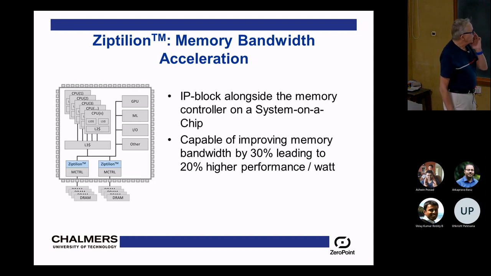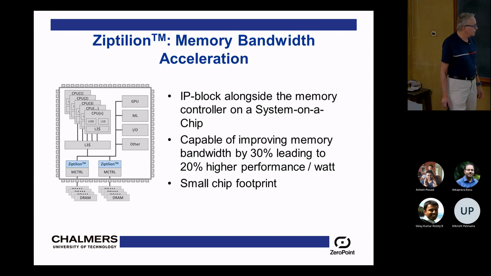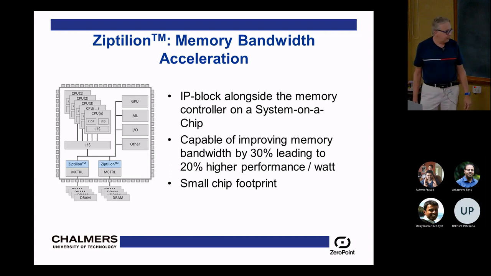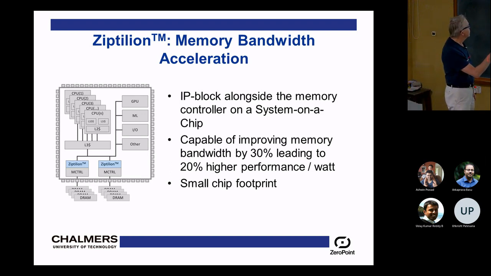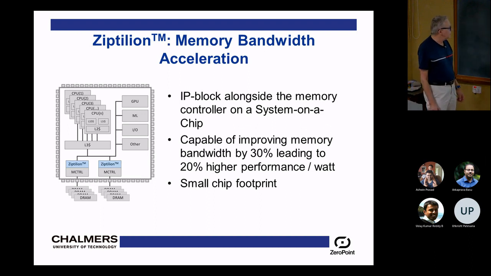Okay, so this is capable of improving memory bandwidth by 30%, leading to 20% higher performance per watt. Very importantly with this IP block, we would be able to do that with a small chip footprint. I mean, if we were saying that this takes the same size as a core, right? Then, you know, the door is there. We are not interested in your product. So in fact, the size of this IP block with 7 nanometer technology is like 1 square millimeter. So it's kind of small.